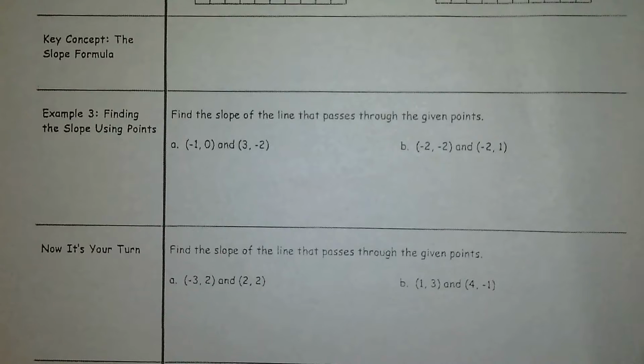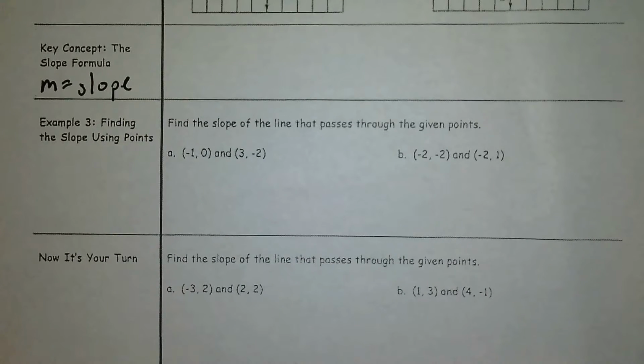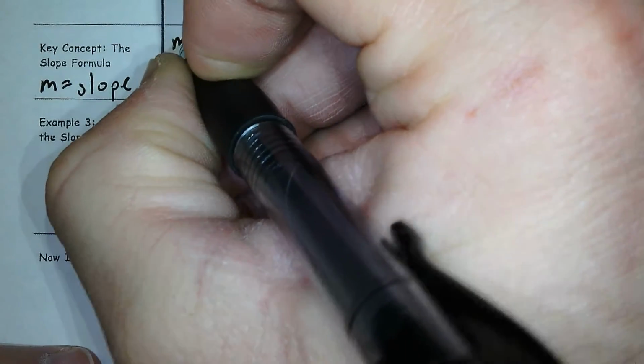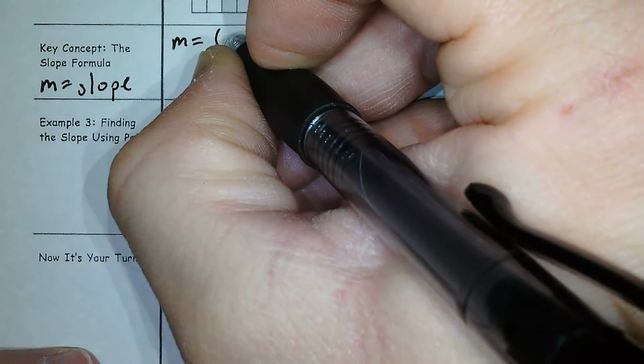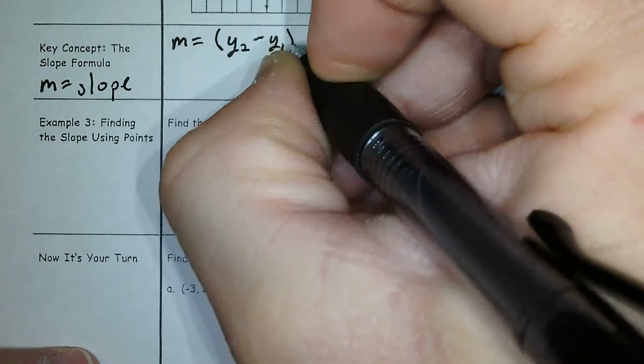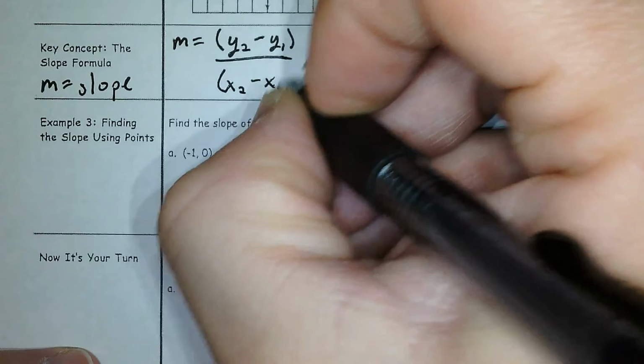So, slope formula. There is an actual formula that we can use for this. Slope is also known as m. So, on your formula sheet that you're going to get for the STAAR test and everything from here on out, you're going to see that m. M stands for slope. So, the slope formula is m equals y sub 2 minus y sub 1 divided by x sub 2 minus x sub 1.